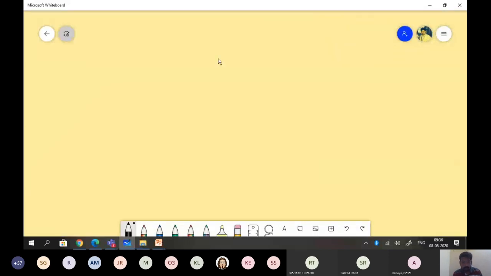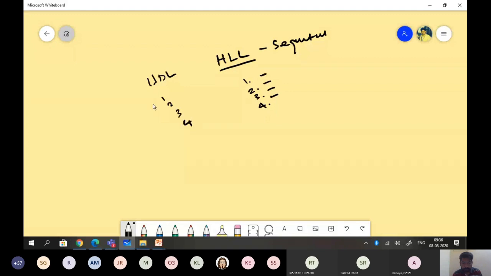One is sequential, which I told you, high level languages are sequential. That means the set of instructions will execute one after the other. After executing the first instruction, we'll go for the second, then third and fourth. Whereas in HDL, if you have 1, 2, 3, and 4, all will execute concurrently.